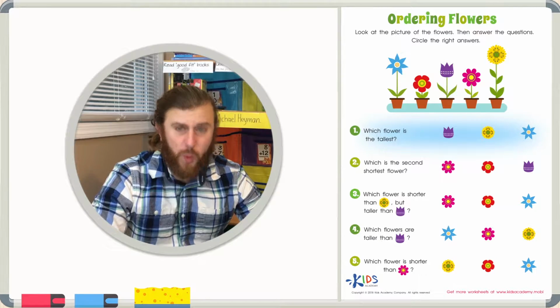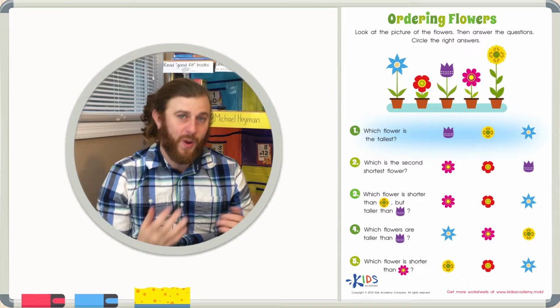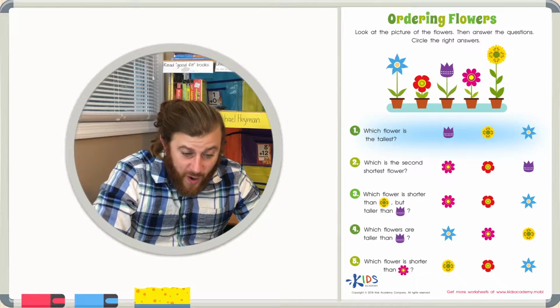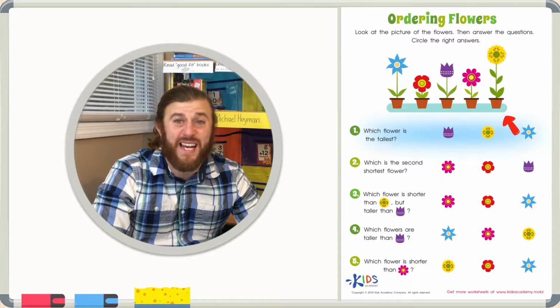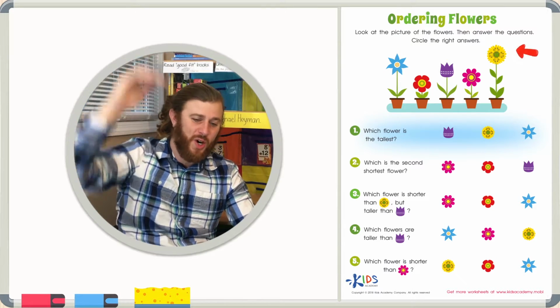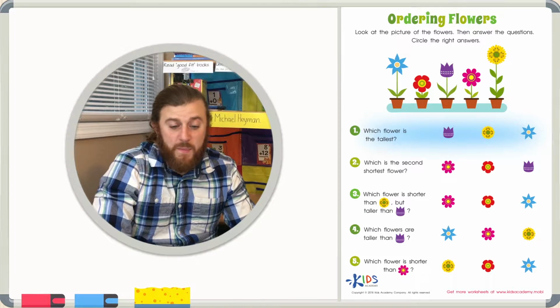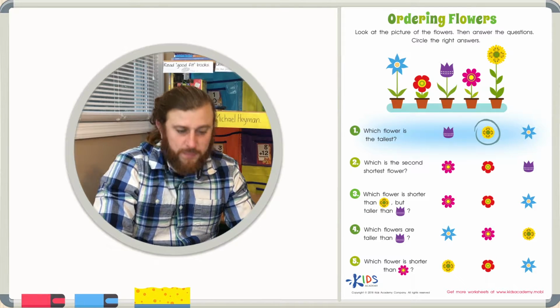Number 1, which flower is the tallest? Well, that's easy. Let's just look at the picture. If we look at all of our flowers, we can see that the yellow flower is the tallest. It is bigger than all the other flowers. So let's go ahead and circle the yellow flower.